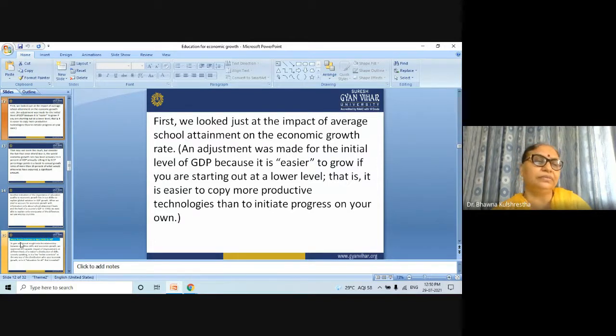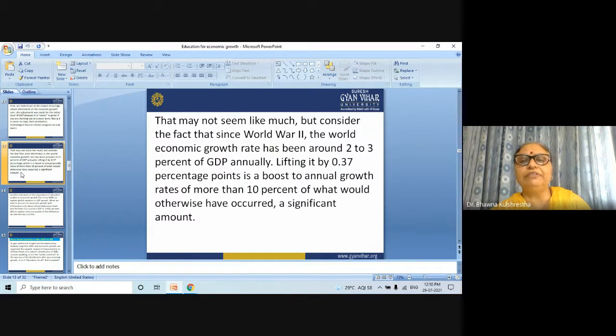And that may not seem like much, but consider the fact that since World War II, the world economic growth rate has been around 2 to 3% of GDP annually, and lifting it by 0.37 percentage points is a boost to annual growth rates of more than 10% of what would otherwise have occurred, a significant amount.